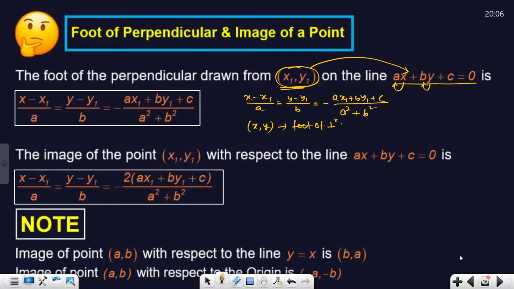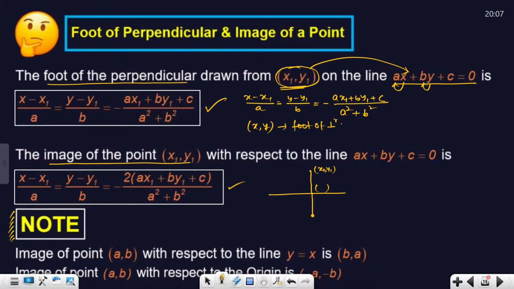So now we have learned how to find out the foot of the perpendicular and the image of the point when a line is given to us and the point is outside this line. If I draw a perpendicular from this point on this line, we can find out its foot of the perpendicular by using this formula. And we can find out its image by using this formula. Is it clear to all? Okay.